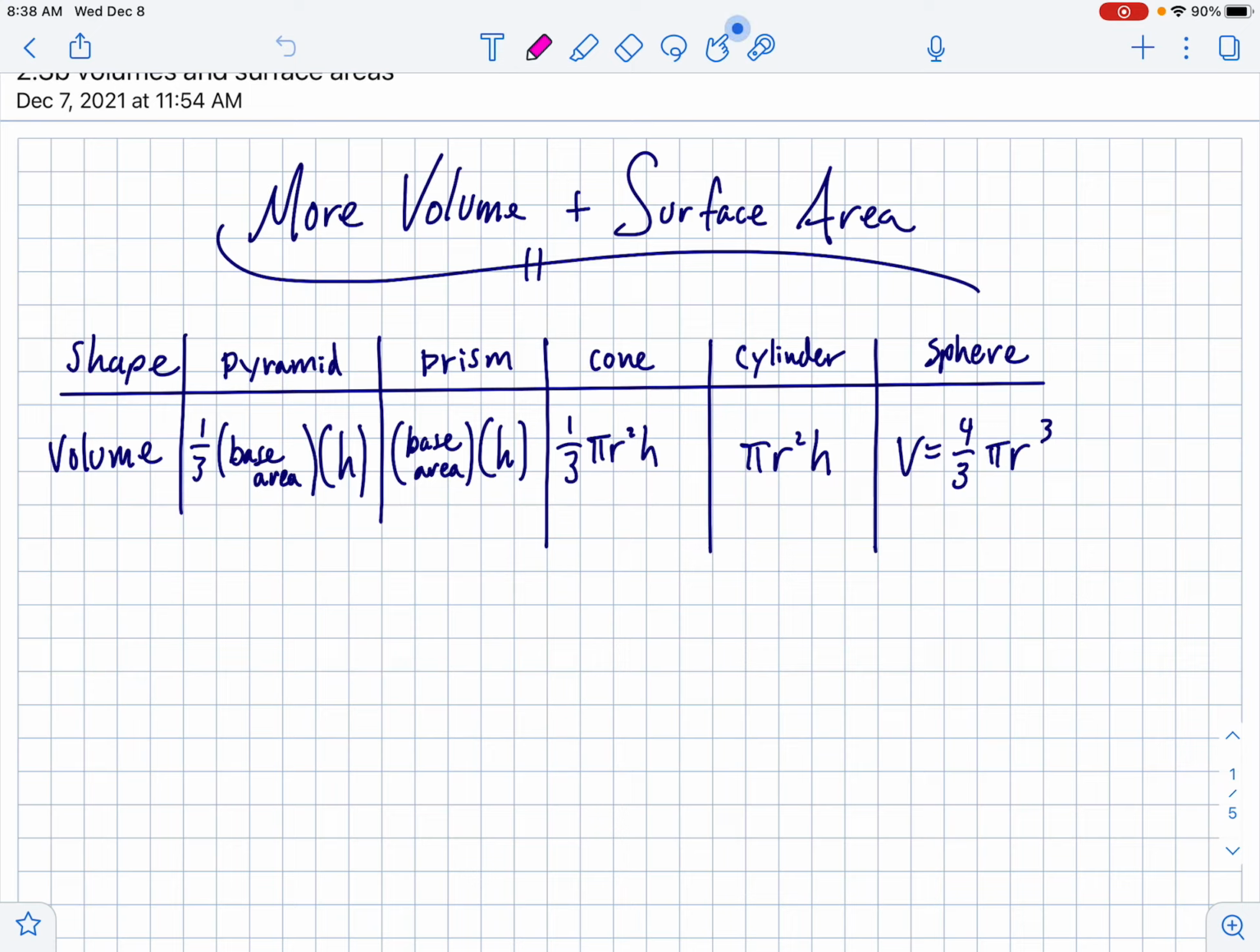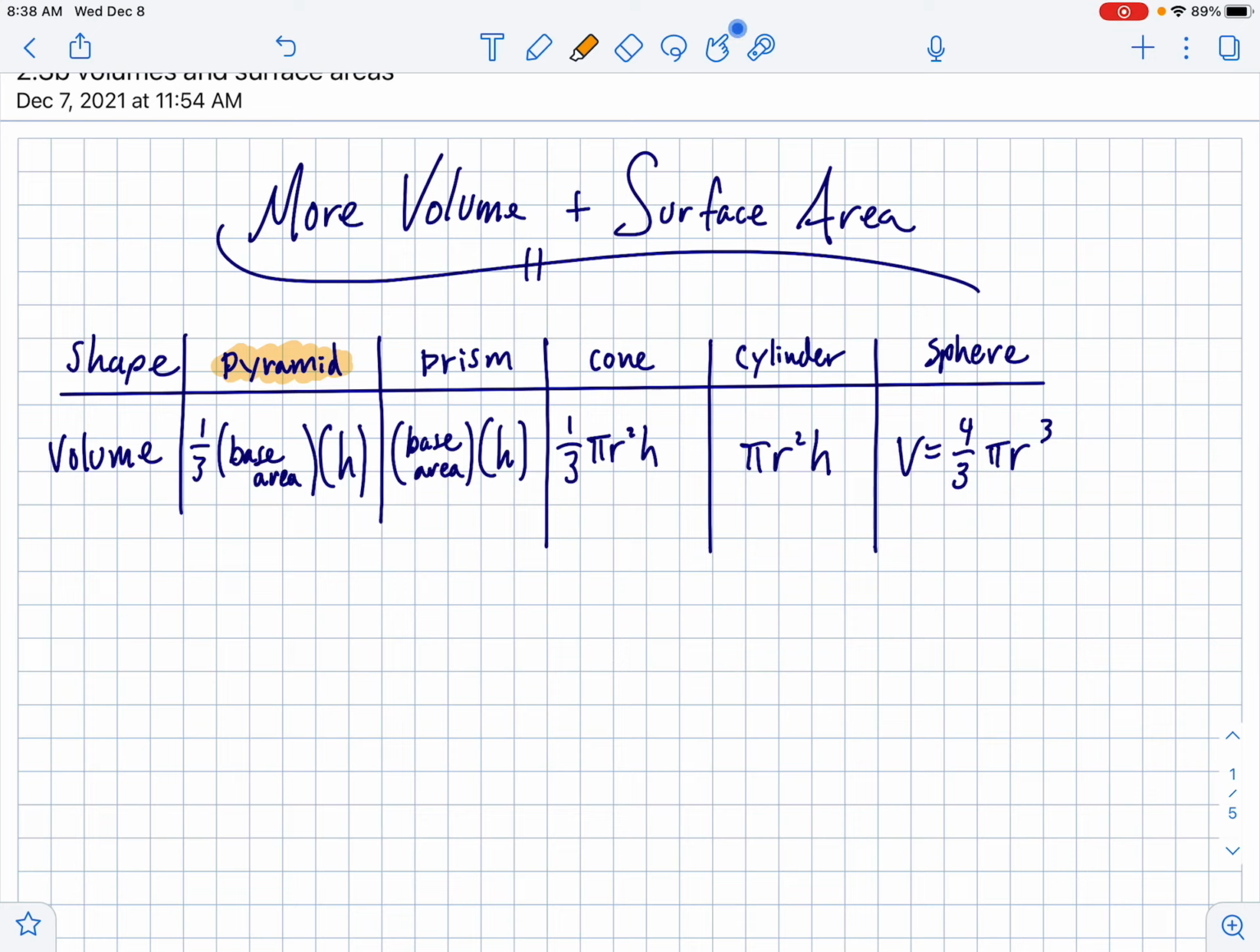IB AI SL 2. Today we're finishing off chapter 2 and talking about volume and surface area of 3D solids. Some shapes we're going to be dealing with today are the pyramid. There are lots of different kinds of pyramids depending on what type of base. You can have a rectangular pyramid or a hexagonal pyramid, so I'm just going to leave it loose and say any type of pyramid. The volume of a pyramid is 1/3 the area of the base times the height.